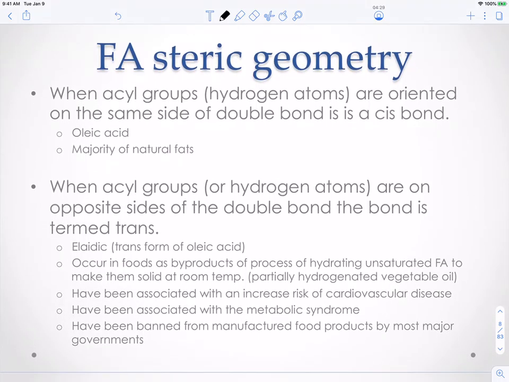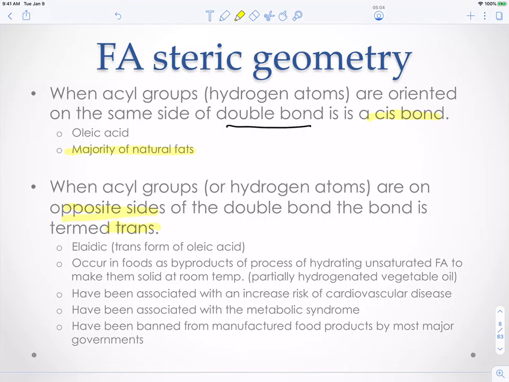So some geometry associated with fatty acids. When you have acyl groups oriented on the same side of a double bond, so this is in our unsaturated fatty acids, this is referred to as a cis bond. The majority of natural fats are going to be a cis bond. Oleic acid is an example of that. When those acyl groups are on opposite sides of the double bond, this is termed a trans, so you have those trans fats. Elaidic acid, which is the trans form of oleic acid, and these are going to be in foods.